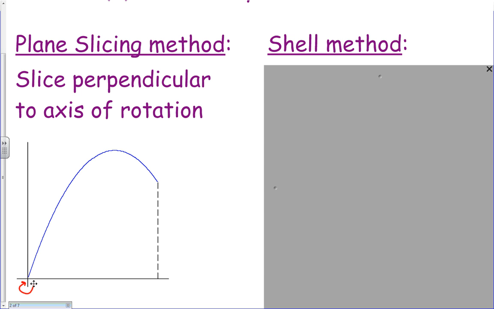And if you recall with the plane slicing method, the way that we did this is we had to draw in our slice perpendicular to our axis of rotation. So if we're drawing it in perpendicular, that means we've got to draw a horizontal slice since our axis of rotation is the y-axis, which is vertical. It's got to be perpendicular to that. So if I draw in my slice here, I can draw a horizontal slice just like that. And the whole idea here was that you drew in one slice that represents all the slices.